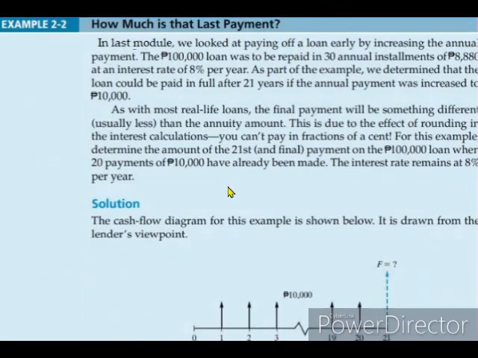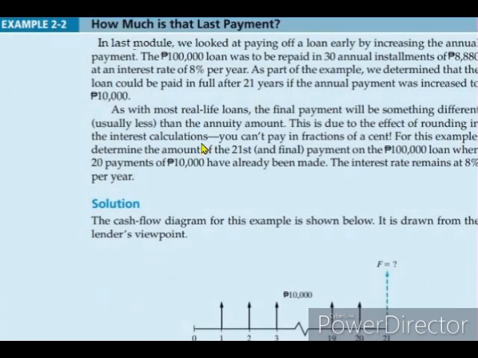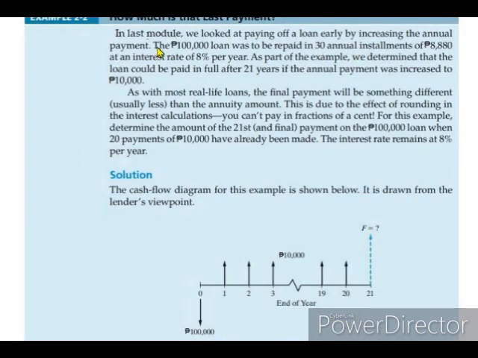Okay? So, next example, how much is the last payment sa example 2-2? In the last module, or module 2, we look at paying off a loan early by increasing the annual payment. The 100,000 pesos loan was to be repaid in 30 annual installments. Remember, tandaan yung problem na yon of 8,880 pesos at interest rate of 8% per year. As part of the example, we determine that the loan could be paid in full after 21 years if the annual payment was increased to 10,000 pesos. So, yun na find out natin dun sa last module.